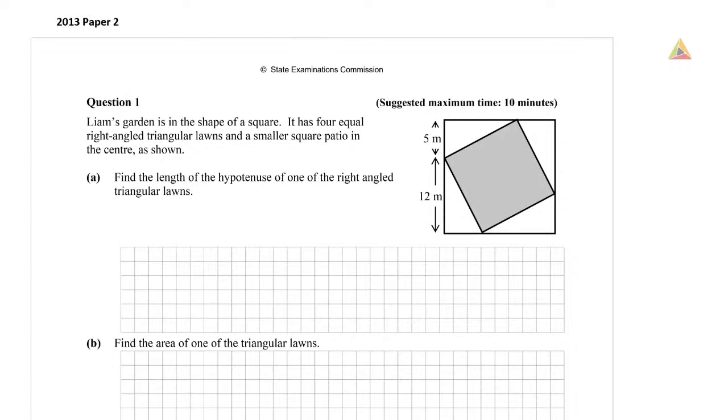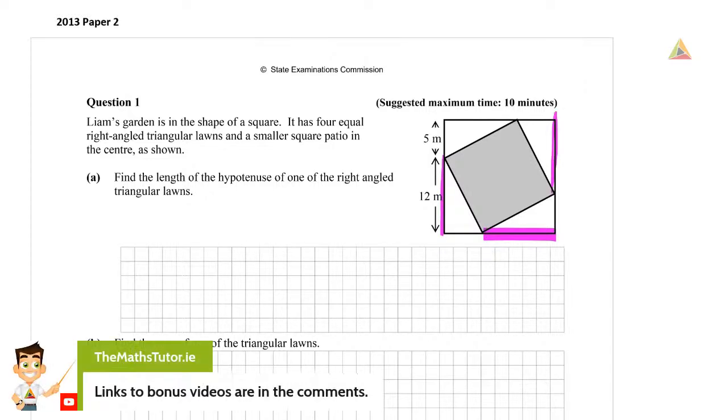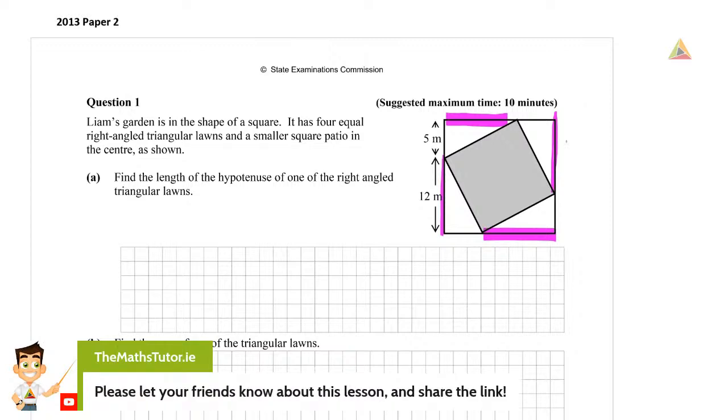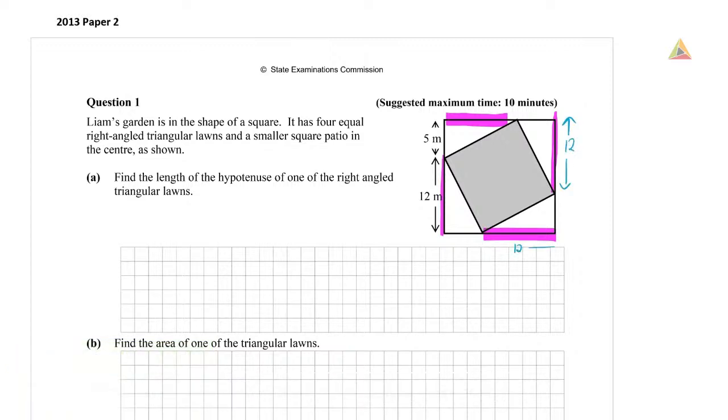Okay, so if I split them into 2 triangles. Now before I do that, we're just going to write down, so this part here is 12, which means this part here is also 12, which means this part here is also 12, and this part here is also 12. So I'm just going to mark that in. So that's also 12. This is also 12.